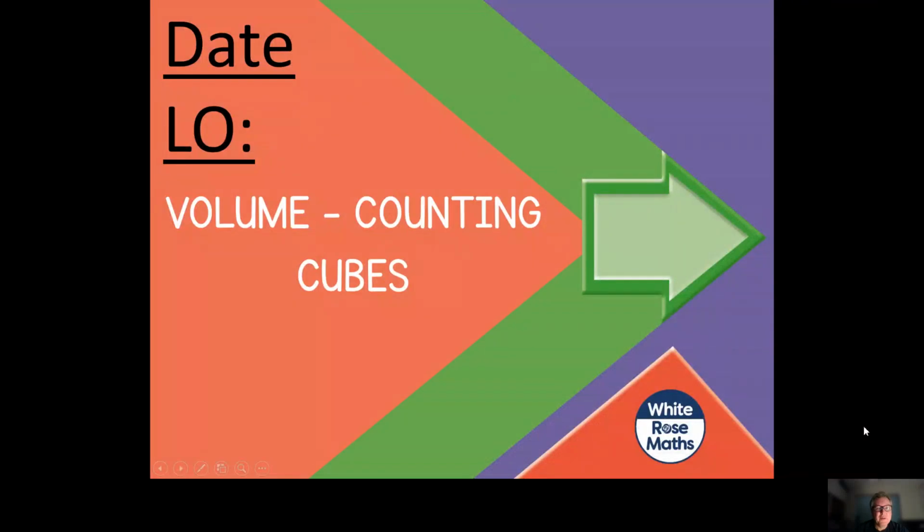Morning, Year 6. Tuesday, let's do some maths. Volume. So we've gone through area and we've done some work on perimeter, and we're now going to have a look at volume, specifically by counting cubes. So prepare your page and let's get going.